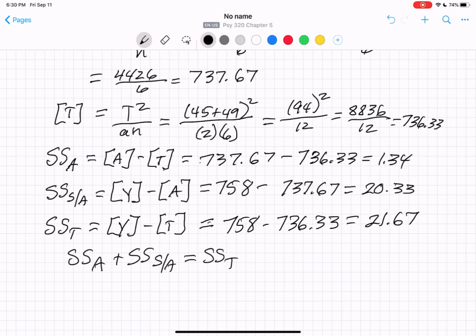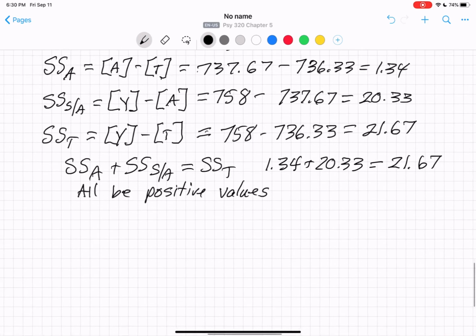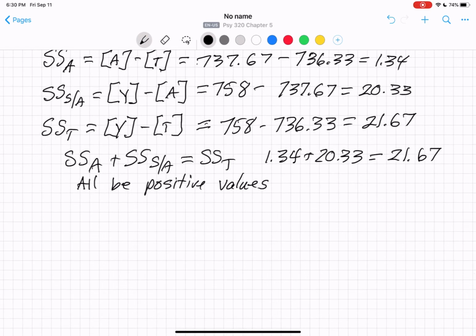So 1.34 plus 20.33 should equal 21.67. And it does. The other thing you want to check is that they should all be positive values. So remember, these are sum of squares, so the squares means it should all be positive. All right, we're getting close. Okay, so now we're going to do our mean squares.